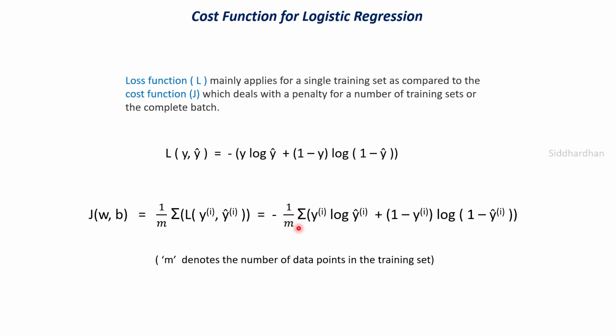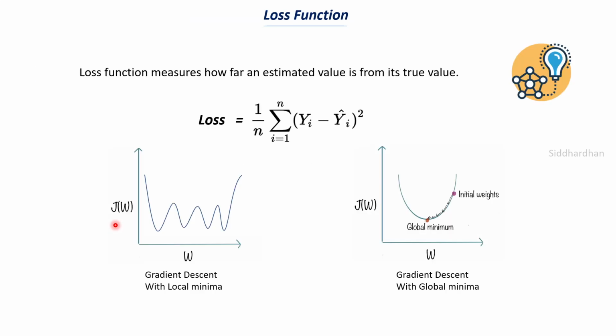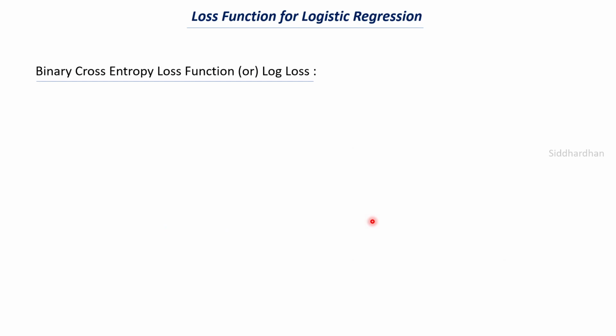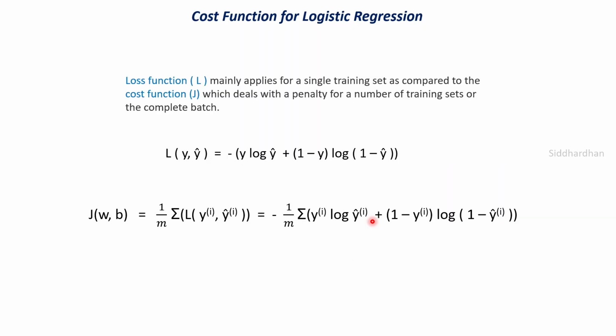So we are just taking the average of all the loss functions. This cost function is represented by J of w comma b, whereas the loss function is represented by L. w and b are nothing but the weight and bias values. We always represent the cost function as a function of weight and bias, because the cost function value changes depending on the weight and bias values that you have, as I told you in the gradient descent part. As you can see here, for different weight and bias values, your cost function value will change. So we always represent our cost function as a function of weight and bias.